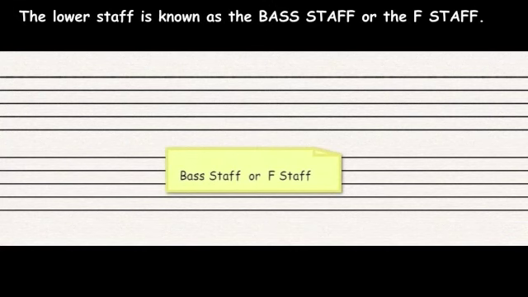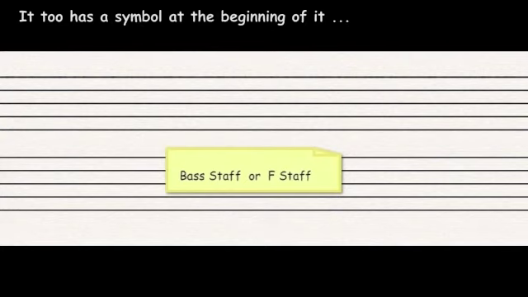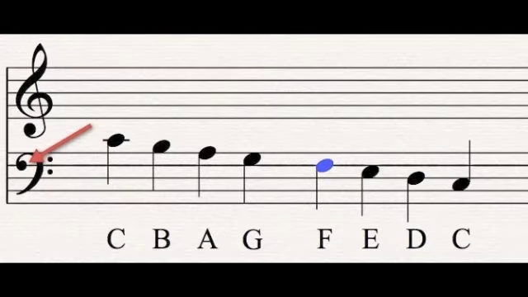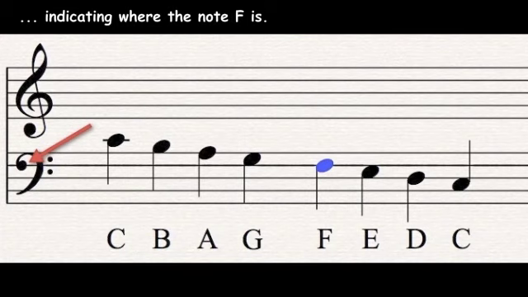The lower staff is known as the bass staff or the F staff. It too has a symbol at the beginning of it called the F clef symbol, indicating where the note F is.